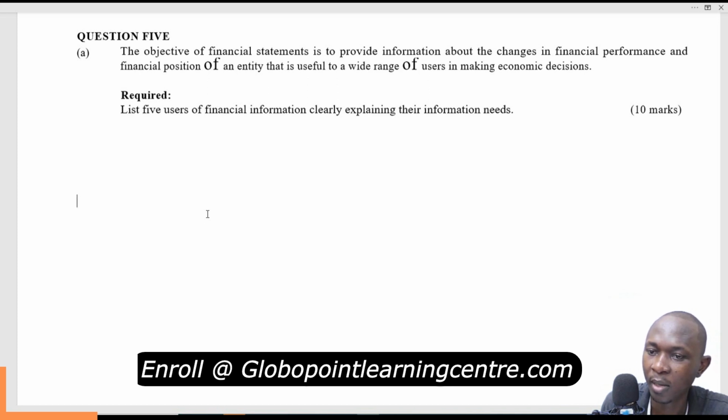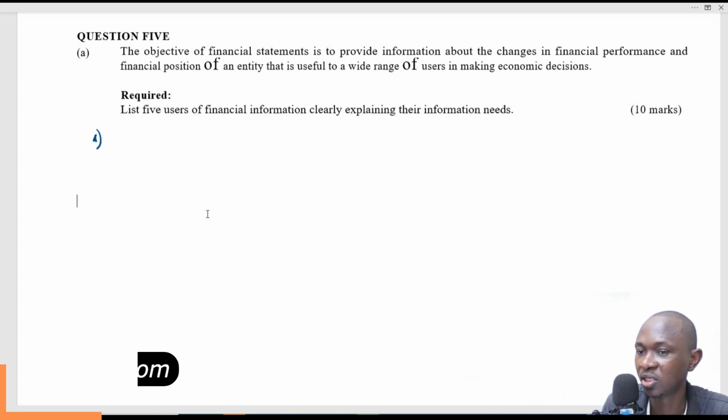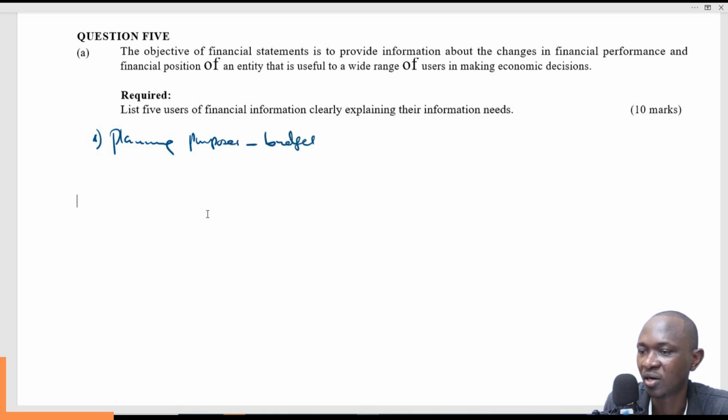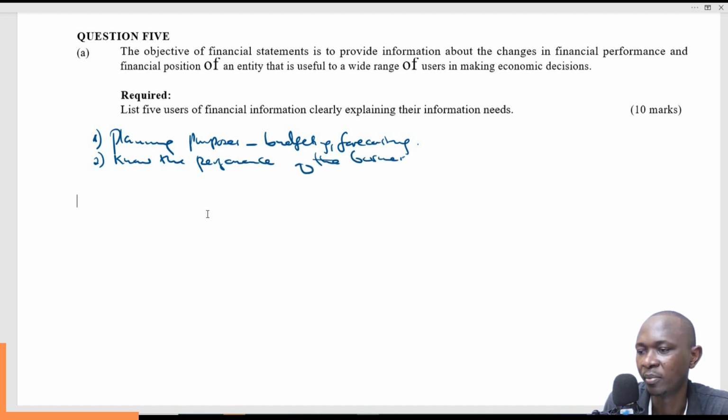Now, number 1, I want to approach it in a different style. Financial information is used for planning purposes. We talk of budgets, budgeting, forecasting and such like, investment appraisal. It's also used to know the performance of the business in terms of profit, if the business is making profits or losses. It's also used to know the financial position or standing of the business at any given point in time.